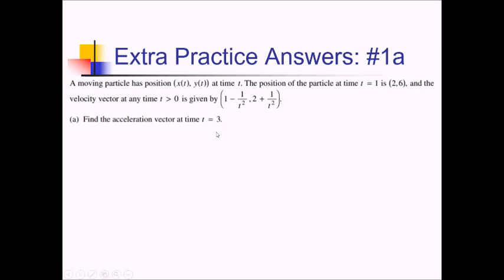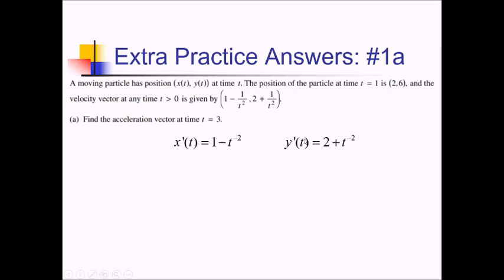So let me start by rewriting my velocity vector here. I'm going to explicitly write out that x prime of t is this thing, and while I'm at it, I'm going to rewrite this as 1 minus t to the negative 2. And now I'm also going to write that y prime of t equals 2 plus t to the negative 2. So this does a couple things.